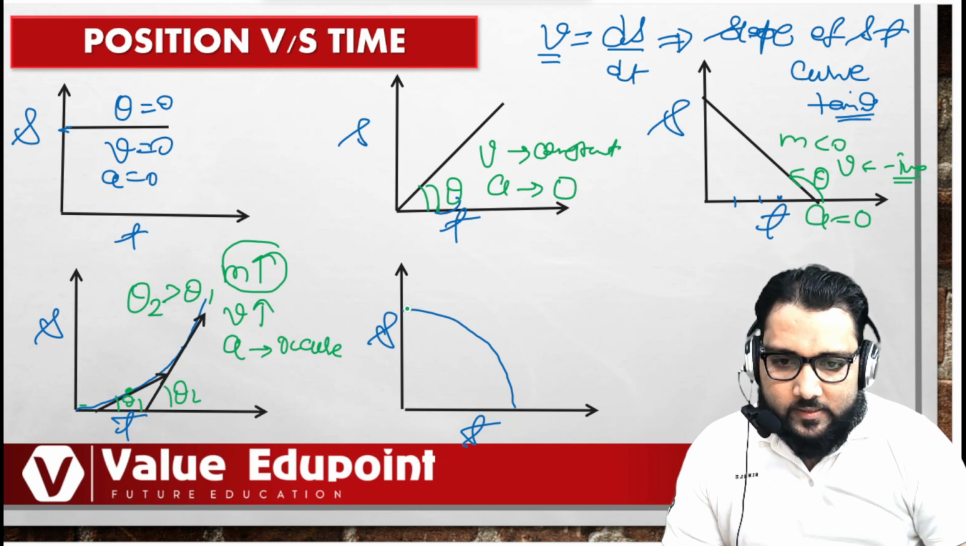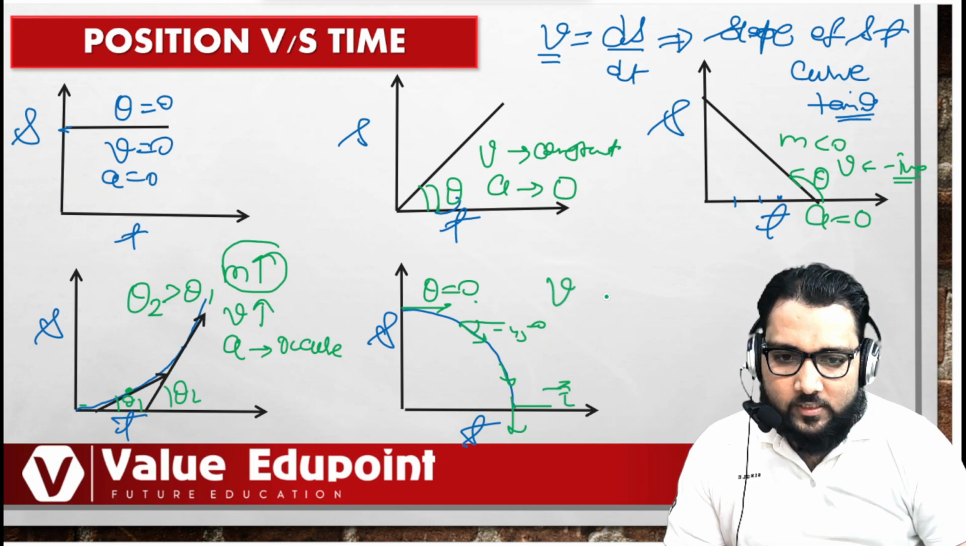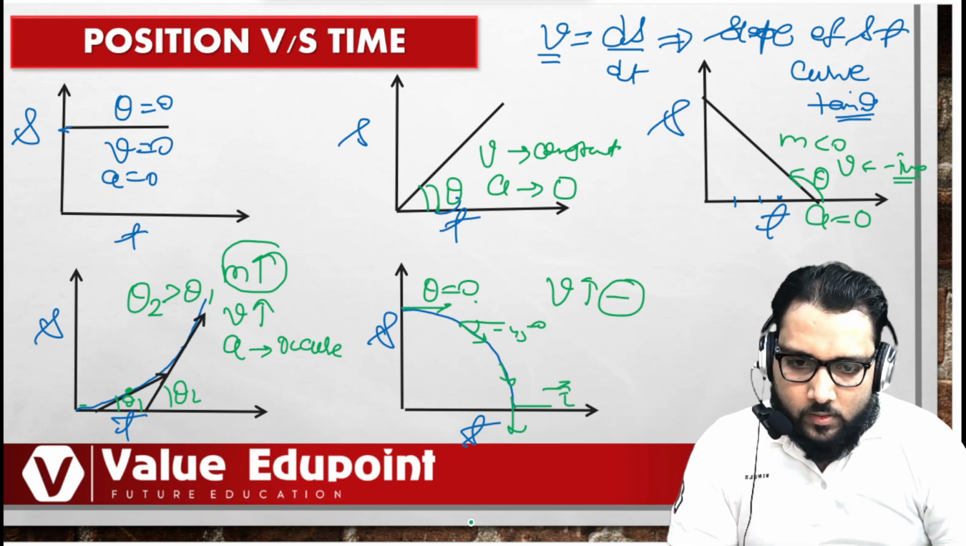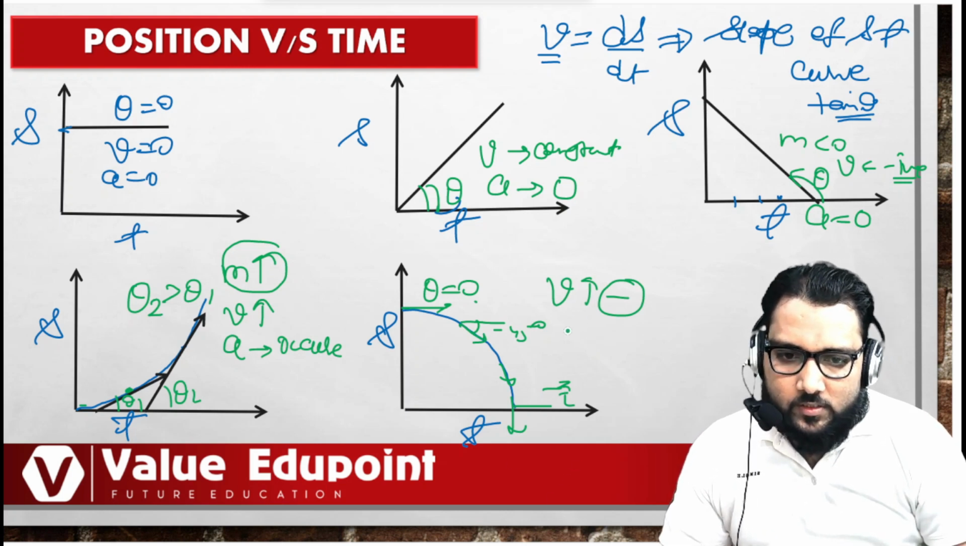In this case, suppose that at this point the slope is here, here, here, and here. So in this case the slope is increasing but in the negative direction. Here theta is equal to 0, here theta is minus 45, here theta is minus pi by 2. So theta is increasing negatively, so velocity is increasing in the negative direction, so acceleration is negative.